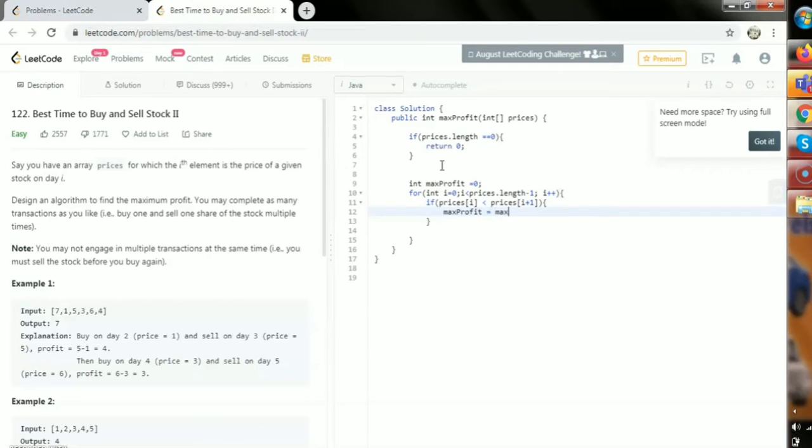Initially max profit is 0. So what I will do here is get prices of i plus 1 and take the difference with prices of i. Finally, I return the max profit.